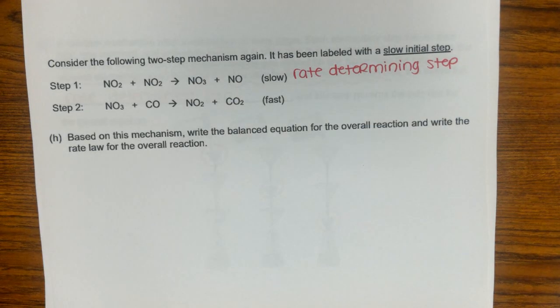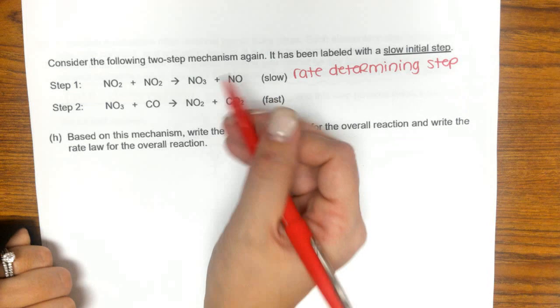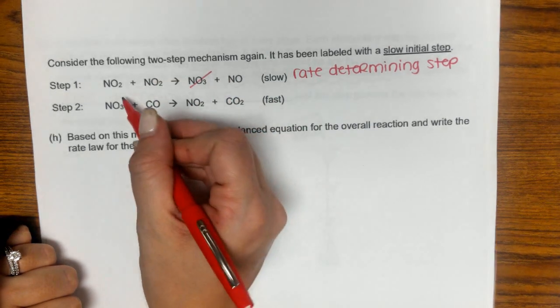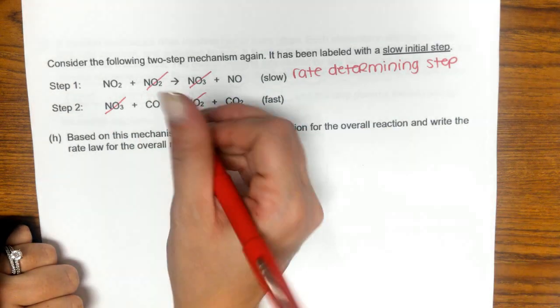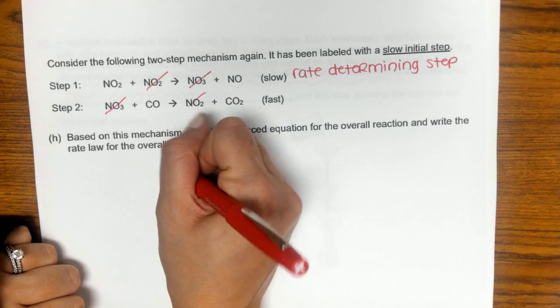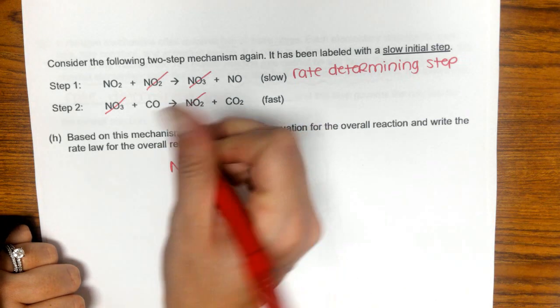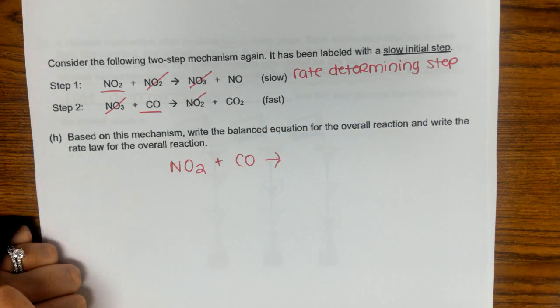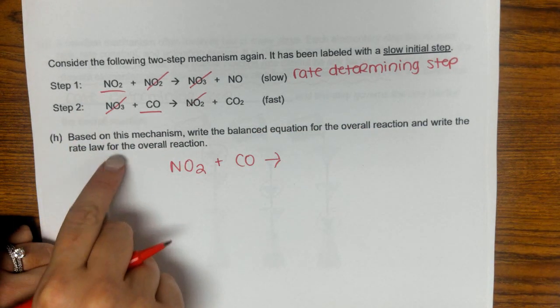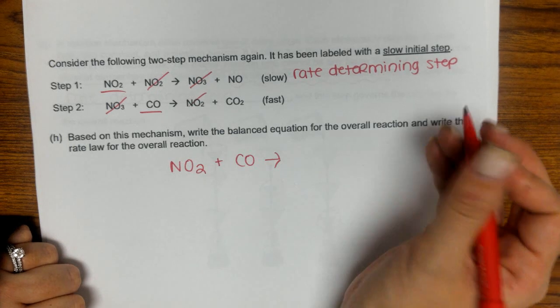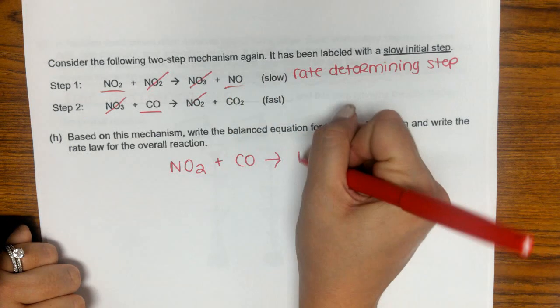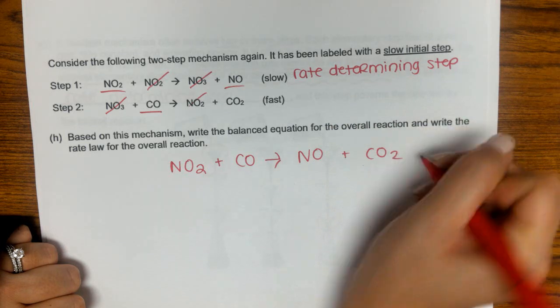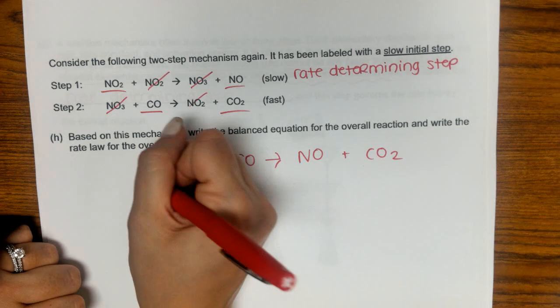And so H asks us to write the balanced equation. We did that earlier for this one, but in case you forgot, that gets used up. So our balanced equation would be NO2 plus CO. And whenever you're looking at reaction mechanisms, make sure you go through each of the steps and write all your reactants. And then NO plus CO2. So that's my overall reaction.